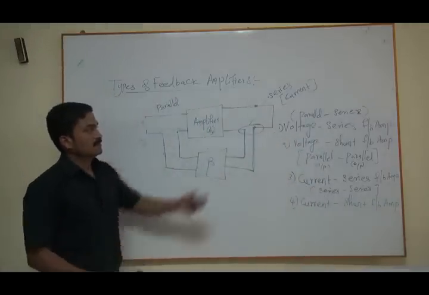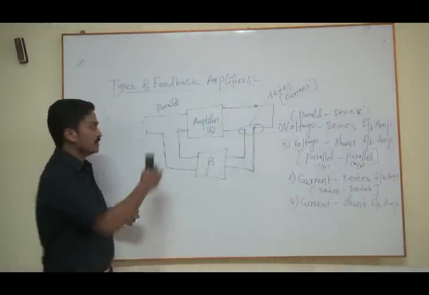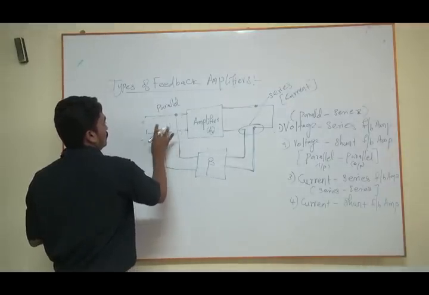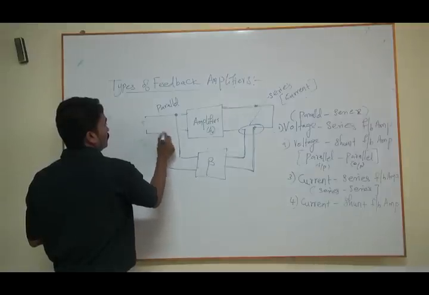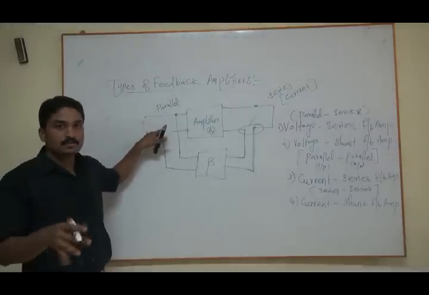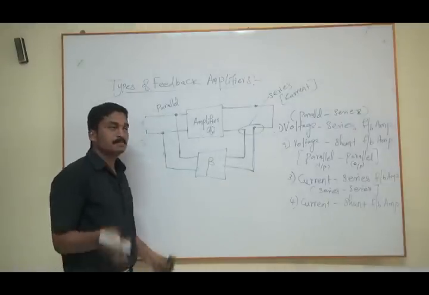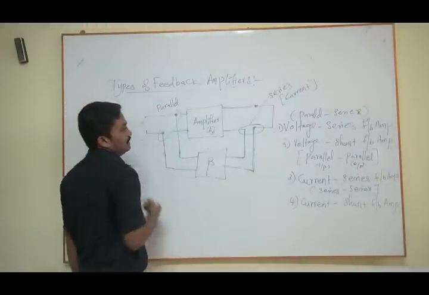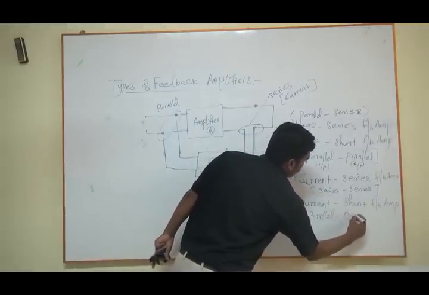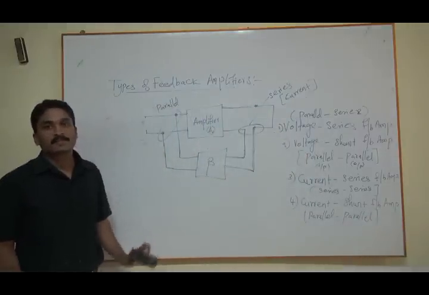Current shunt means if I connect the output side as series and I connect that in parallel to the input side, it makes some changes on the input side current. So this is what is called the current shunt feedback amplifier, or you can say parallel feedback amplifiers. That's all. Simple.